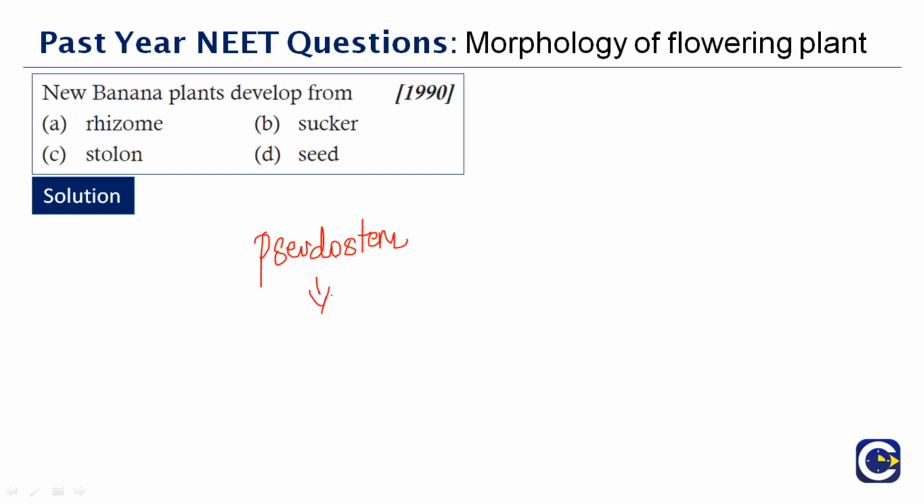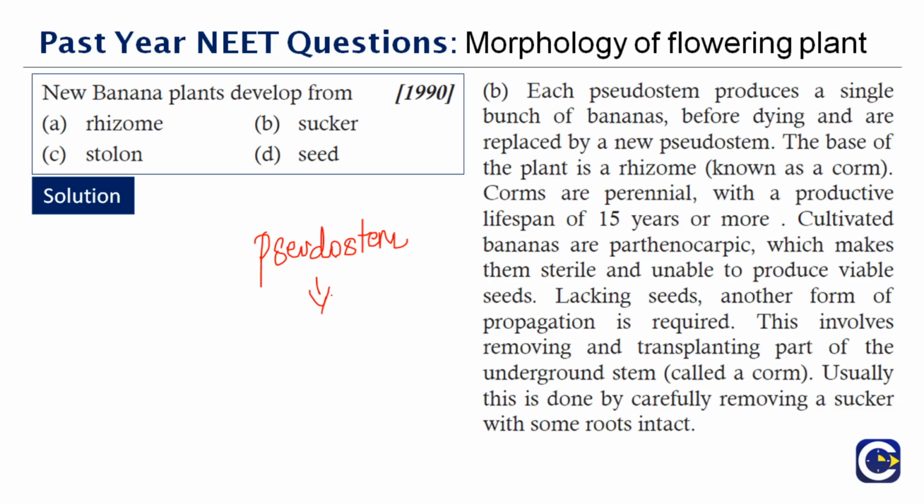The base of the plant is a rhizome. Corms are perennial, productive over a lifespan of 15 years or more. Cultivated bananas are parthenocarpic, which makes them sterile and unable to produce viable seeds. Lacking seeds, another form of propagation is required. Therefore, it involves removing and transplanting part of the underground stem, which is called a corm. Usually this is done carefully, removing the sucker with some roots intact. Therefore, new banana plants develop from the main part, which is called a sucker. Now you understand the answer?